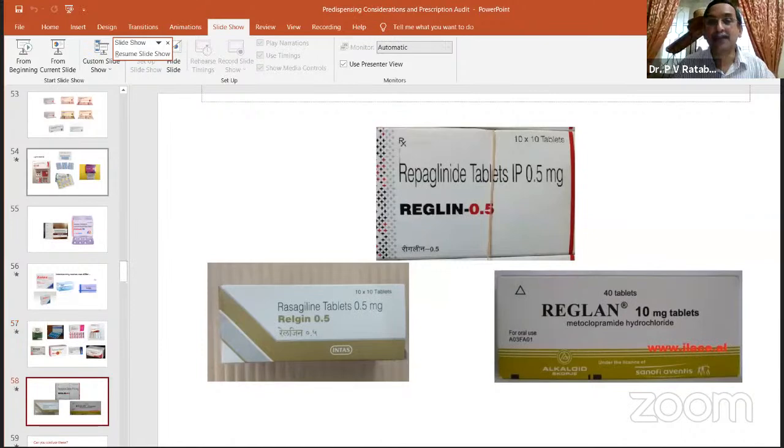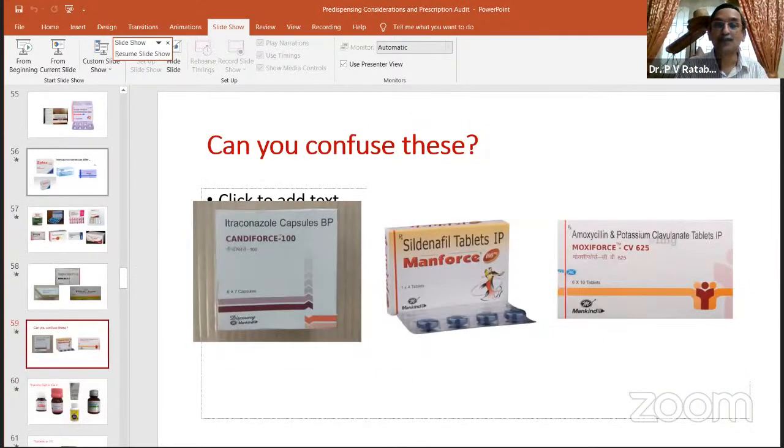And Reglan, somebody might have prescribed Reglan, you may give Reglin 0.5, or somebody might have prescribed Reglin 0.5 for diabetes and you give Relgin 0.5, which is very, very similar, just interchange of alphabets. Relgin 0.5 is rasagiline for Parkinsonism. Very, very high chance of dispensing Reglin for Relgin. Same dose, same alphabets, only LG and GL. And can you confuse this? Candiforce, Moxiforce, Manforce, all from Mankind.